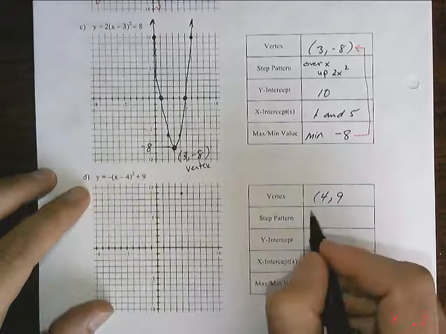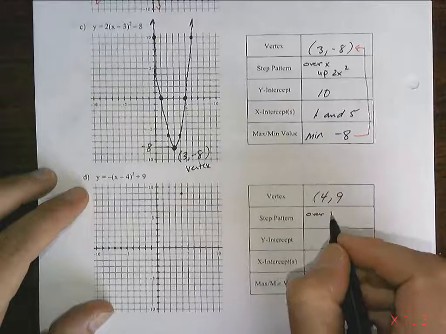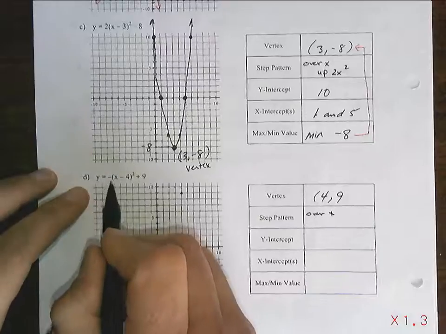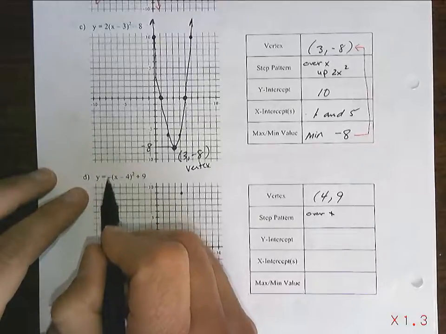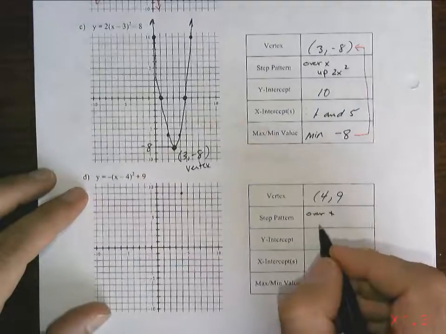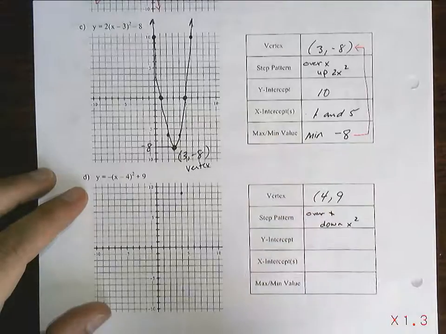My step pattern is over x in general. And notice there's no a value other than a 1 here. It's a negative 1. So it's not going to be stretched or compressed. It's just going to be reflected. So instead of going up x squared, we're going to go down x squared.